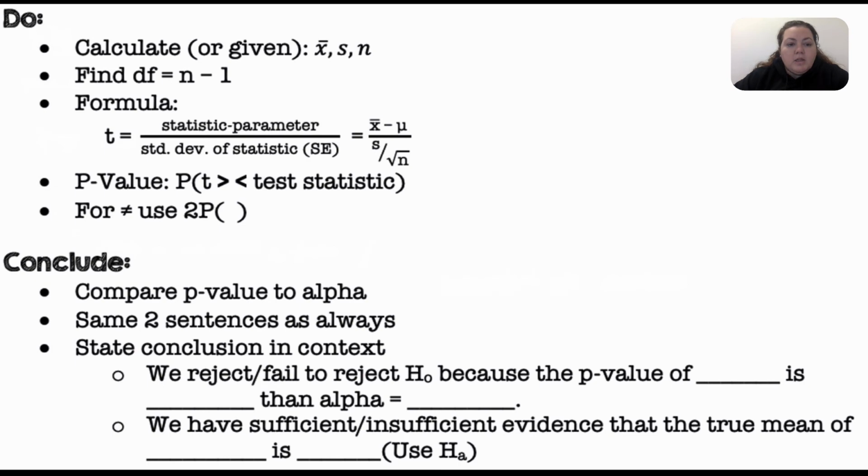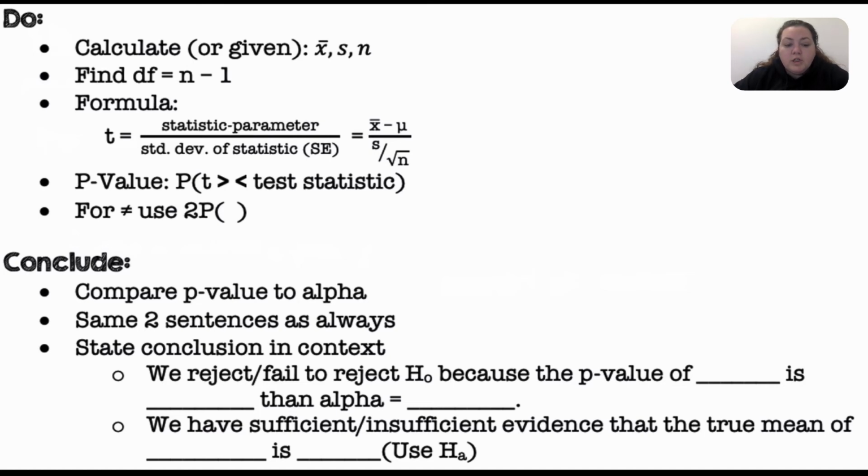All right. And the do piece, we're going to calculate or be given x bar, the sample mean, s, the sample standard deviation, n, find the degrees of freedom. Our formula is going to be t, our test statistic, equals our statistic minus our parameter divided by the standard error of our statistic. So it's x bar minus mu over s over the square root of n. We're going to get our p-value, which is the probability that our test statistic is greater than or less than. And if it's a not equal to test, it's 2 times that probability.